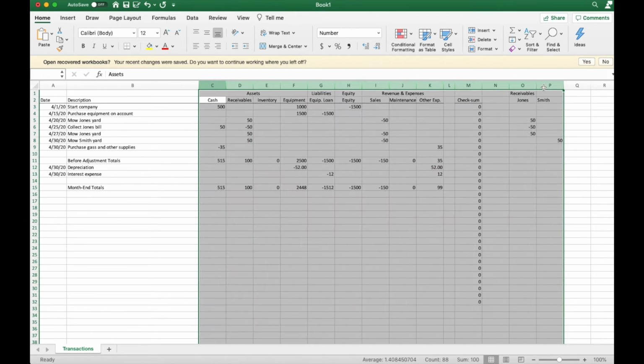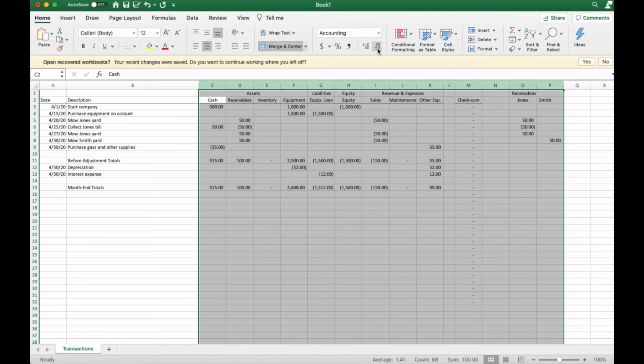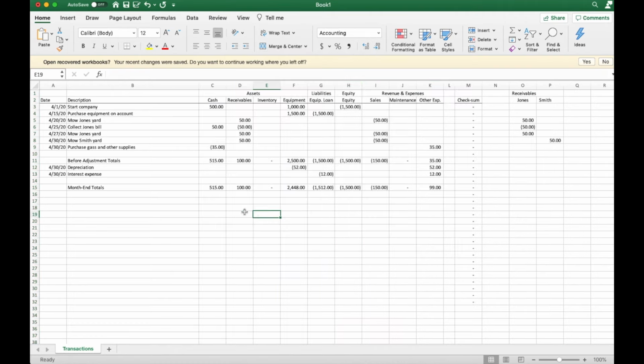Format everything for kind of dollars and cents. It just cleans it up and makes it look nice. So there are my month-end totals. Cash of $515, receivables of $100. And now these are my closing entries. So those are my month-end totals, but notice I have $150 worth of sales and $99 worth of expenses.